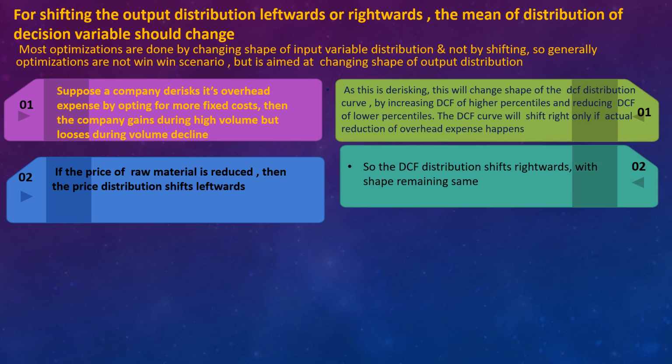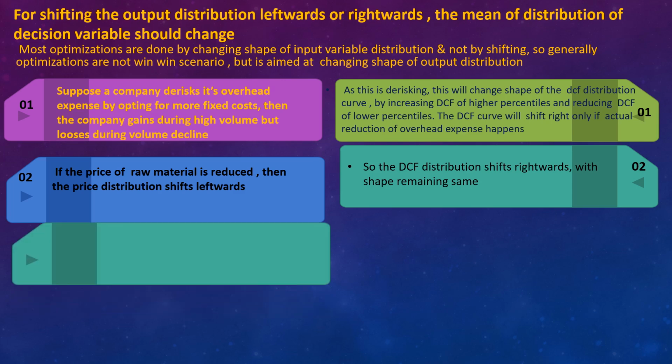If the price of raw material is reduced, then the price distribution shifts leftwards. So the DCF distribution shifts rightwards with the shape remaining the same.